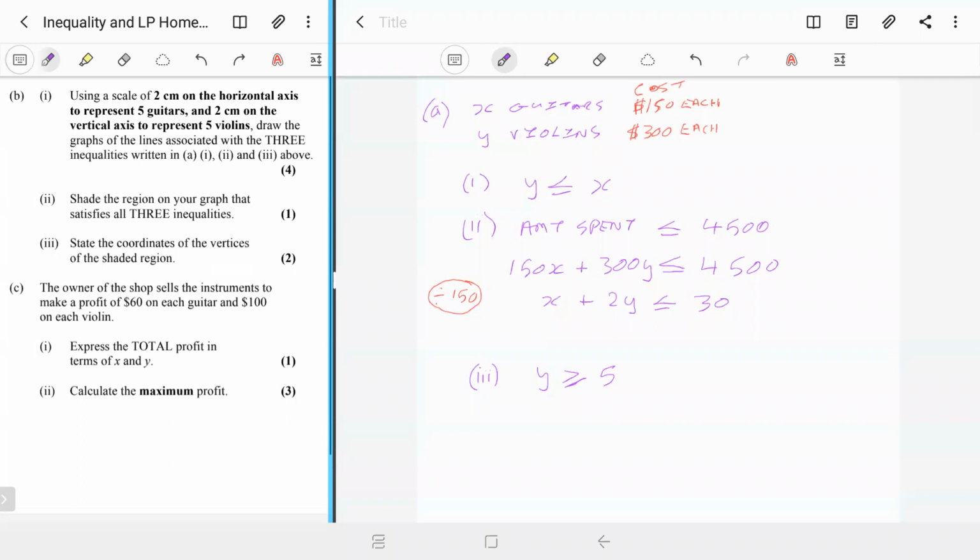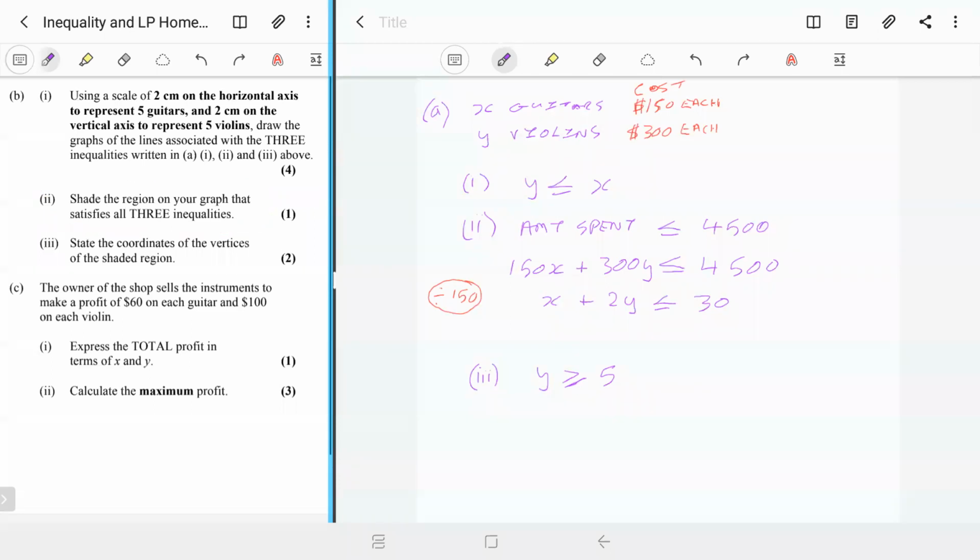So we're going to have to say, all right, what does this mean in terms of the graph, and what does this mean in terms of the graph, and then draw those 3 lines. And after we draw the lines, we have to shade the region that satisfies the 3 inequalities, which is what we call the common region.